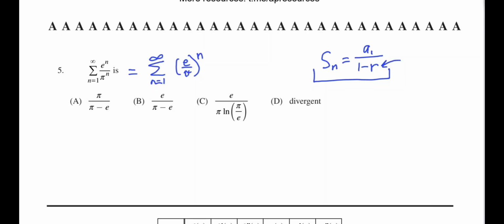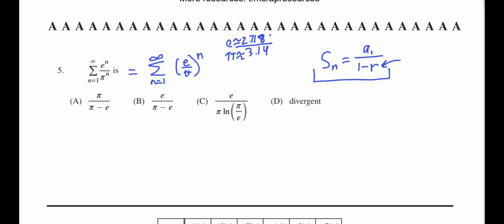Now, a geometric series would converge if the absolute value of r is less than 1. Now, we know what e is. e is approximately 2.718, and pi is approximately 3.14. And since we have a bigger number in the denominator than in the numerator, the ratio of e over pi would be less than 1. And therefore we know by the geometric series test that this series would converge. Now, what should the sum be?